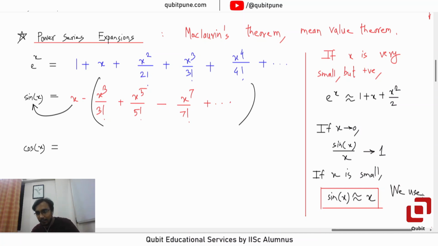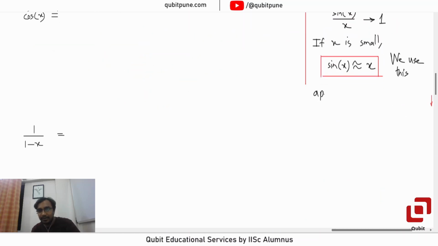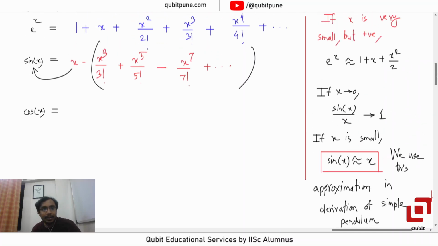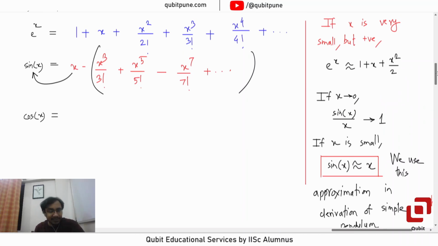Let me also write it. We use this approximation in the derivation of the simple pendulum. Fine. For cos x, it is an even function, so we expect only even powers to be there.